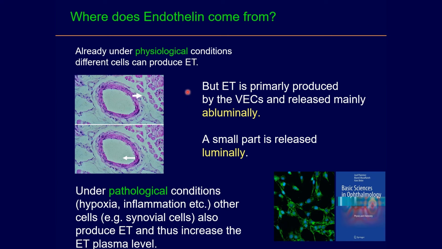Already under physiological conditions, different cells synthesize endothelin. It is, however, primarily produced by the vascular endothelial cells and mainly secreted abluminally. A small portion is released luminally and thereby influences the plasma level. Under pathological conditions such as hypoxia or inflammation, other cells build endothelin and increase the local concentration, but also indirectly the plasma level.